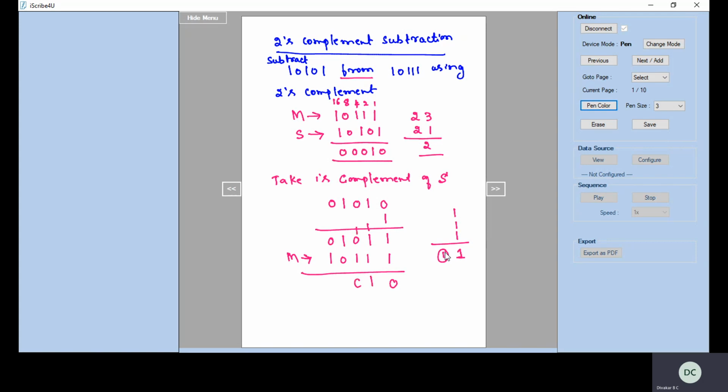Again, 1 plus 1 is 0 with a carry of 1, and again, 1 plus 1 is 0 with a carry of 1. In case of 2's complement, if the carry exists, we discard the carry, because the required answer is 2. You can cross verify: the required answer is 2. So this is the first case, when the minuend is greater than the subtrahend.